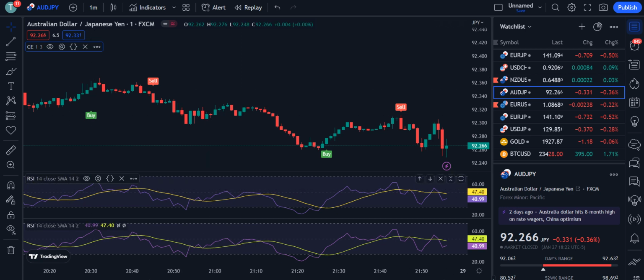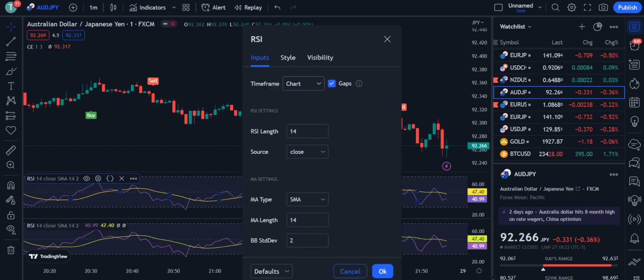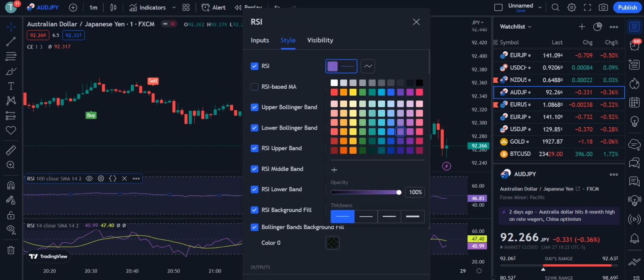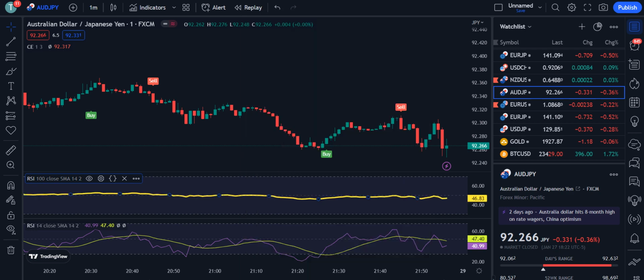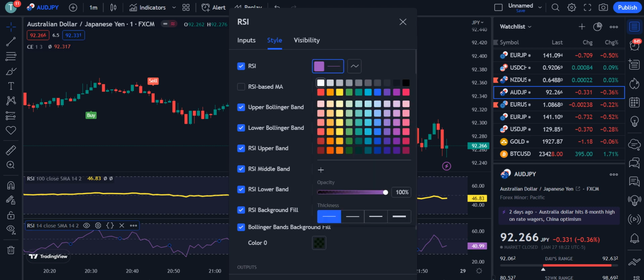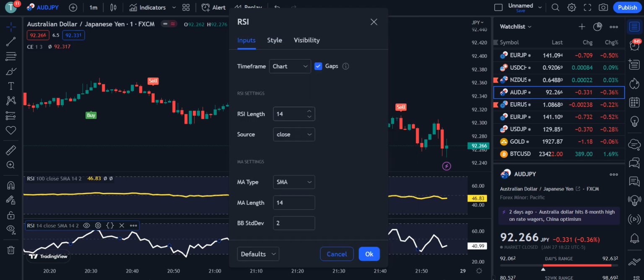And now we will go into the adjustment of the RSI indicator one by one. The first indicator, RSI length we will change from 14 to 100, and in the style we have to uncheck RSI based MA, and we have to change its color from purple to yellow, and we will increase the thickness of this line. Click OK. Now the second RSI adjustment, we have to uncheck this RSI based MA, and its color we will change from purple to white, and thickness we will increase. Now we will go into the input. We will change its RSI length from 14 to 25, and we have to click OK.